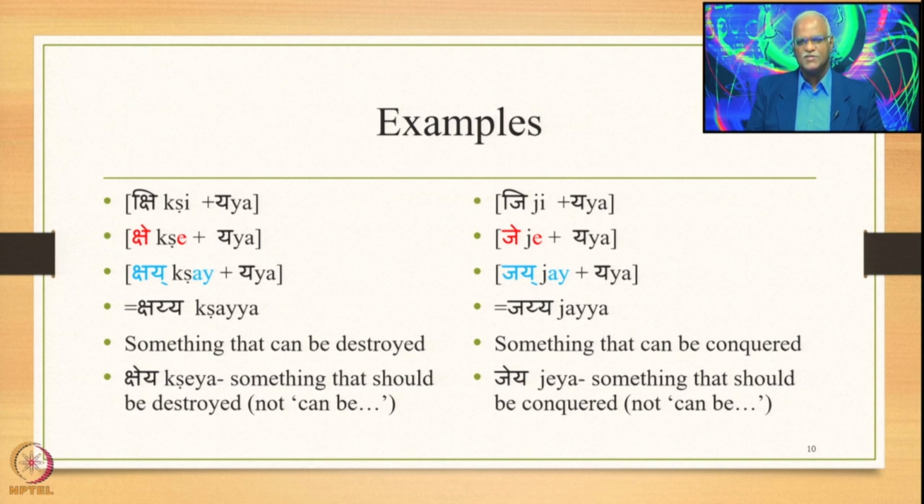So we have the word jaya. Jaya means something that can be conquered. So if you have a sentence in which the word jaya is used, like ajaya, ajaya shakti for example, here it means shakti or the strength which cannot be conquered. Ajaya shakti, something that cannot be conquered. Ajaya.